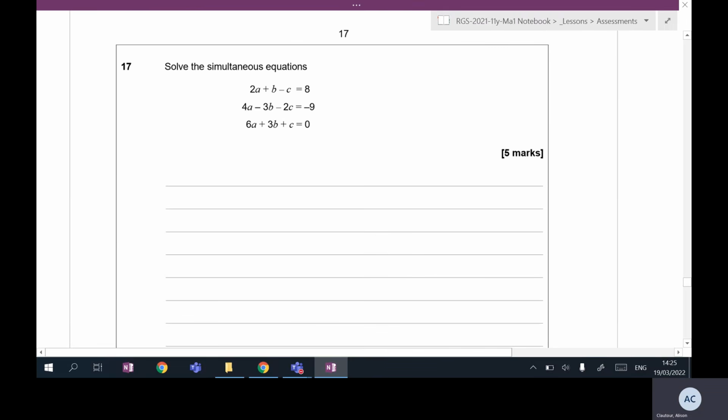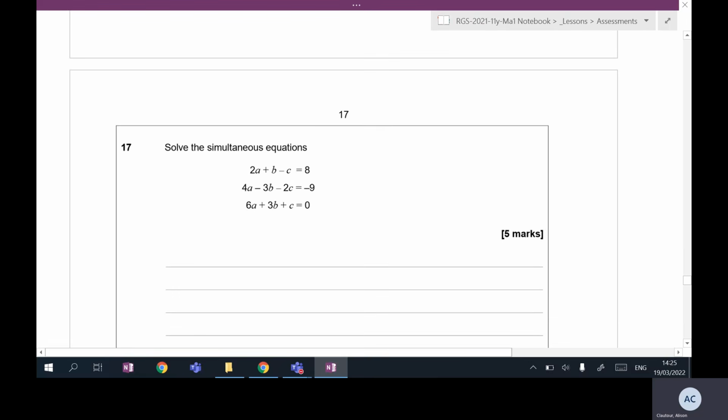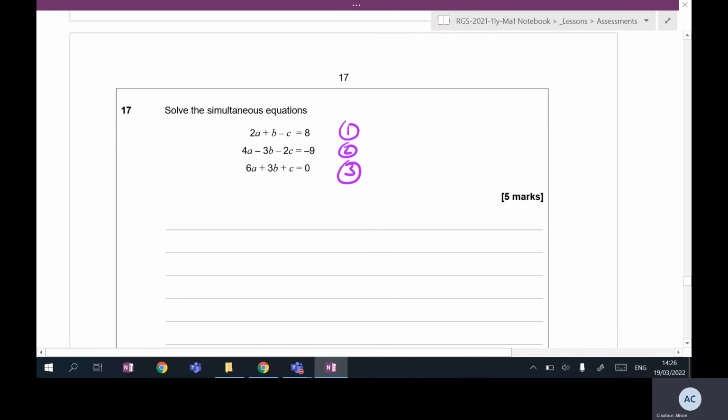Okay, 3 simultaneous equations. Remember, the idea of this is that you want to eliminate one of the letters. So I'm saying equations 2 and 3, if I add them together, I'm going to eliminate my 3 Bs. So that gives me 10A minus C equals minus 9.